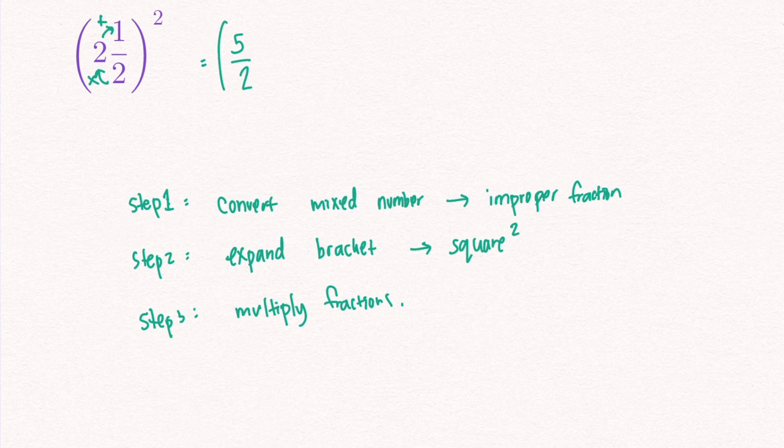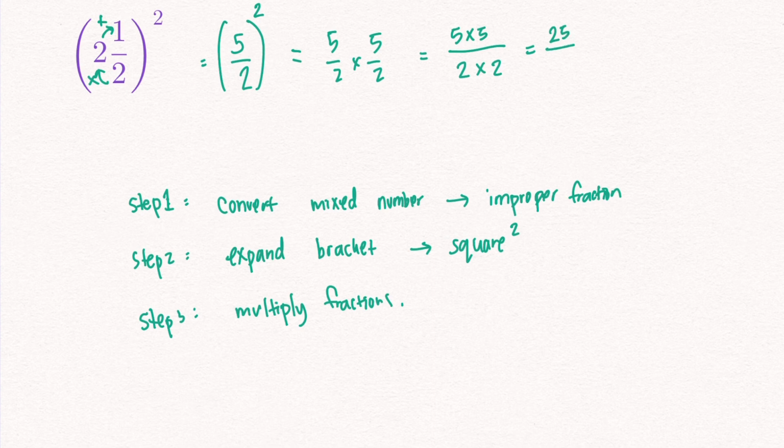It is still within the parentheses because I haven't expanded it yet, and the power is a 2. So this now means that 5 over 2 has to be times twice. Like this. And now we're up to step 3, where we multiply the fractions. So multiply numerator by numerator and denominator by denominator. 5 times 5 equals to 25, and the denominator of 2 times 2 equals to 4.